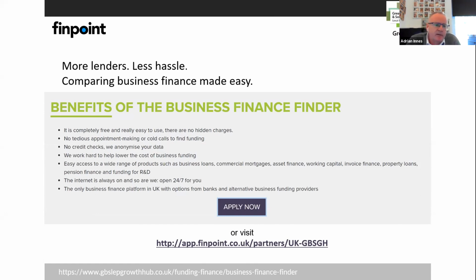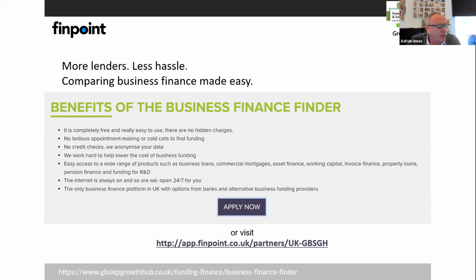So if you compare that to doing your own searches on the web, speaking to multiple funders on your behalf, and then having to provide that financial information to five or six different funders, it can be cumbersome. Whereas we take that all away from you.